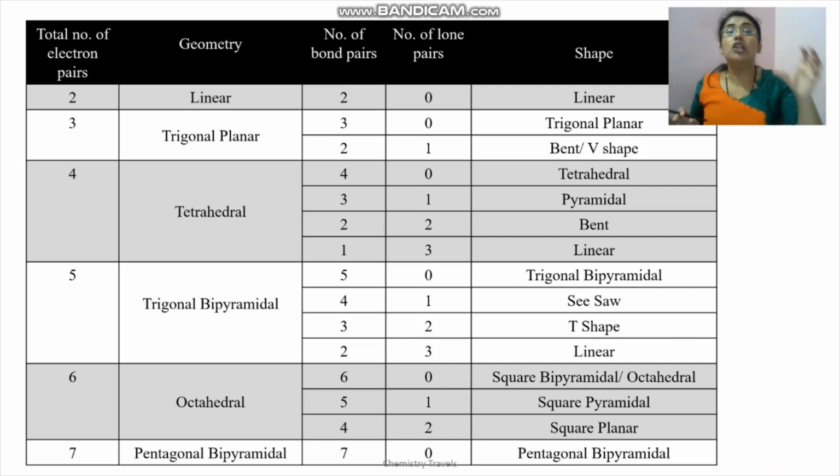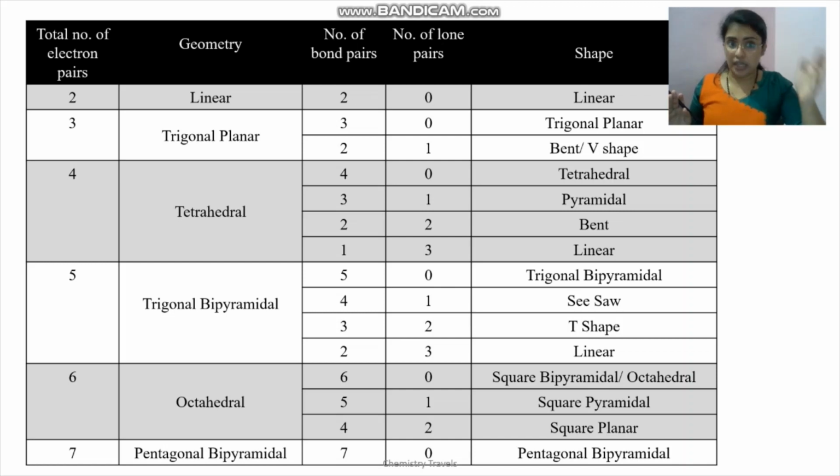Now, depending upon the total number of electron pairs, if the total number of electron pairs is 2, then the geometry would be linear. There is only one possibility of dividing this total number 2 between the bond pair and the lone pair. That is, we can have 2 bond pairs and 0 lone pairs. That's the only possibility, and in that case, we would get a linear shape. And if the total number of electron pairs is 3, it means that the geometry of my molecule would be trigonal planar.